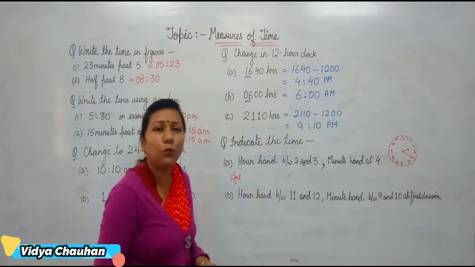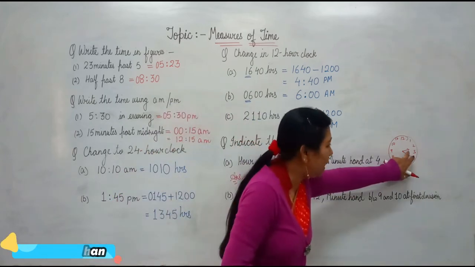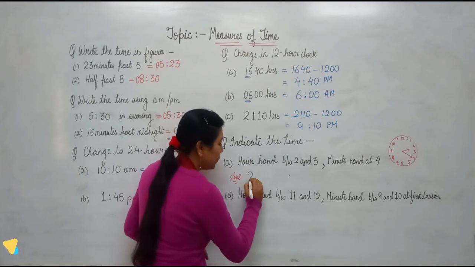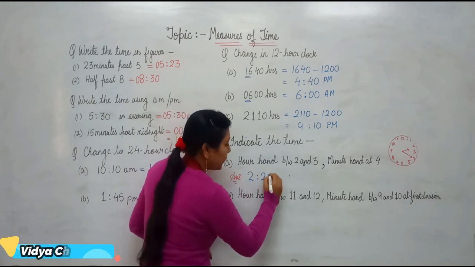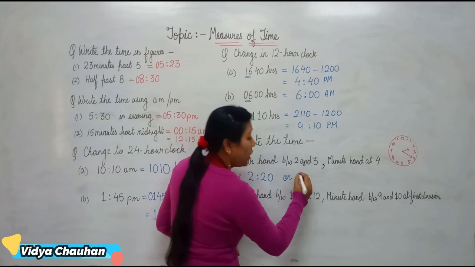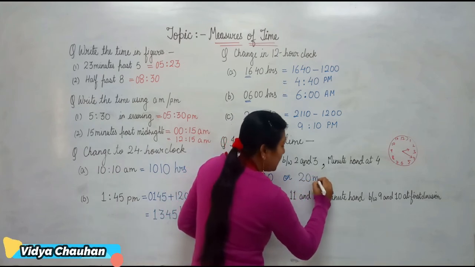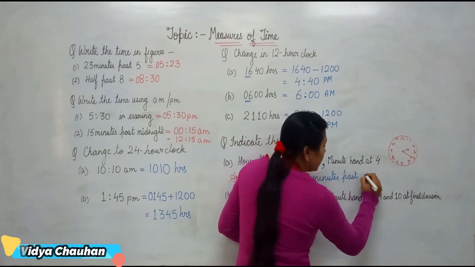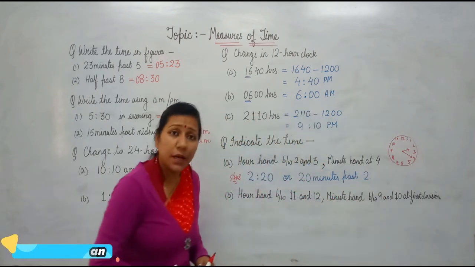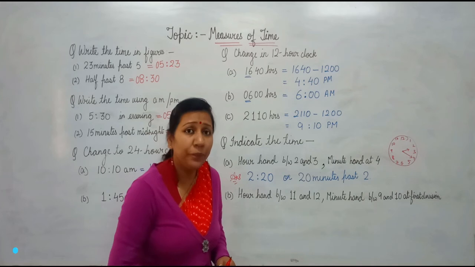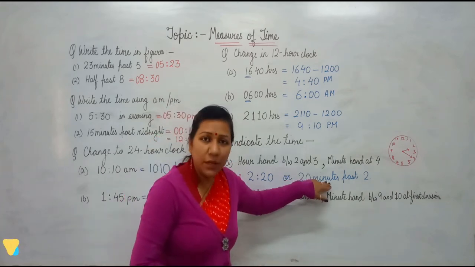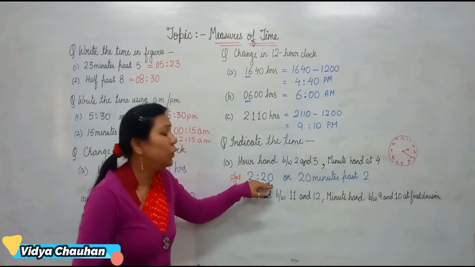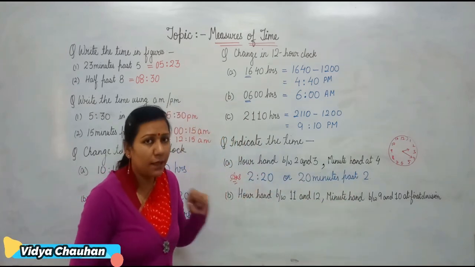So students, can you see what is the time here? Yes, the time is 2:20. Or you can also write it as 20 minutes past 2. Like we write it as 15 minutes past, similarly, you can write 20 minutes past 2 or you can write it as 2:20. Both the ways it is correct.